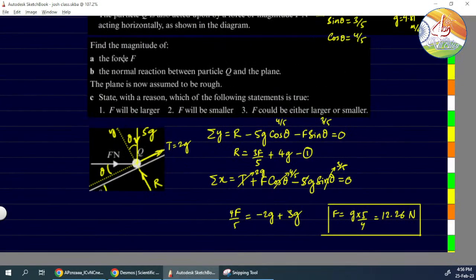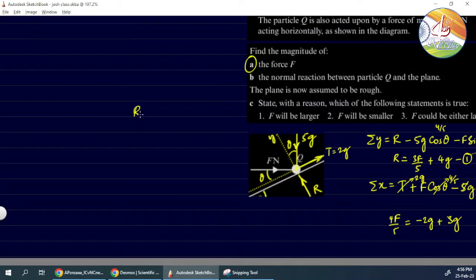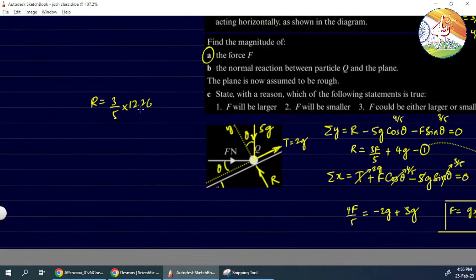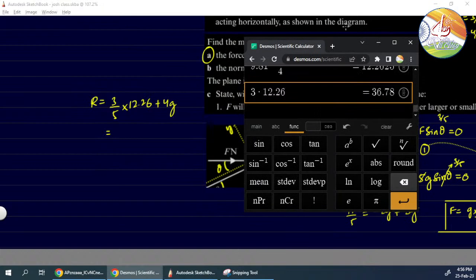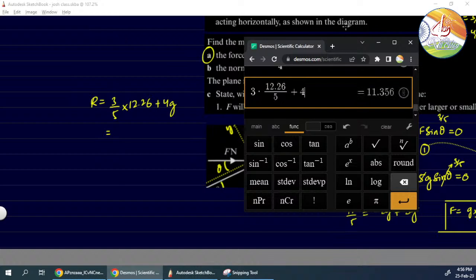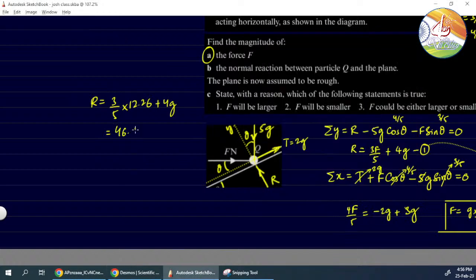So A bit is done. Then normal reaction between Q and the plane. So normal reaction is here. We have to take this value of F and substitute here. So R equals 3 by 5 times F. F value is 12.26 plus 4g. Correct? Yes. So do this calculation. So 3 into 12.26 by 5 plus 4 into 9.81. So we are getting 46.60 newtons. So this is the value of R. So B bit is also solved.